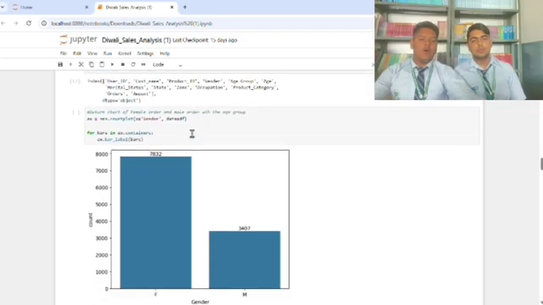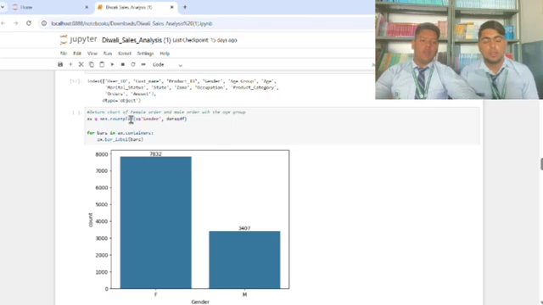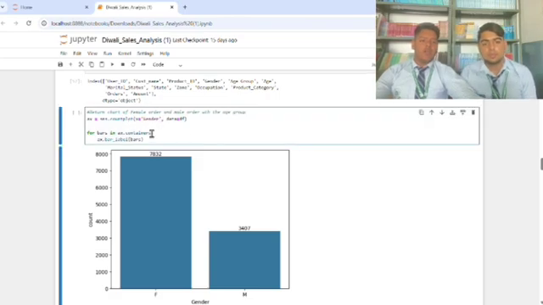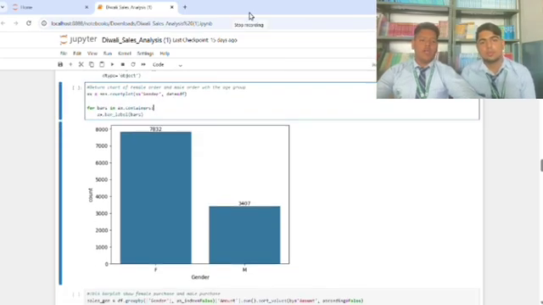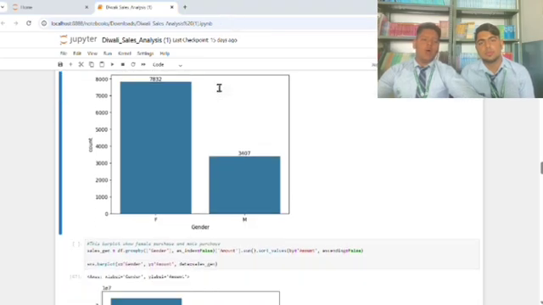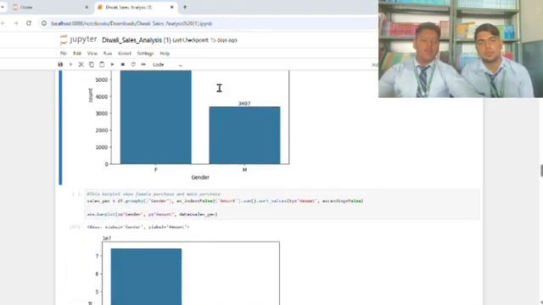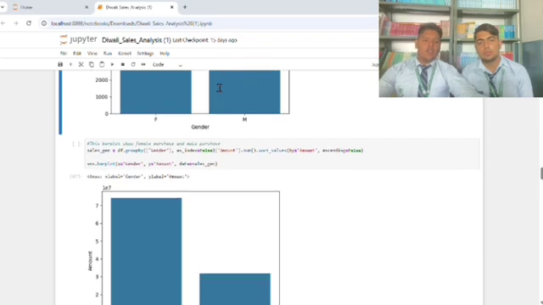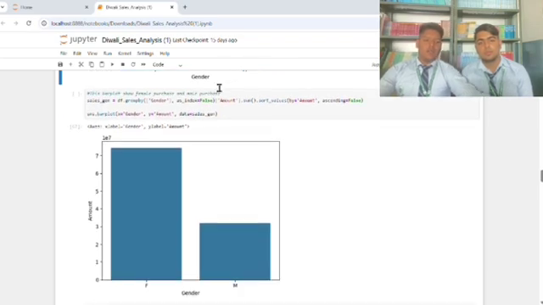Now, by using Seaborn, we will analyze the data and plot a graph of count versus gender. We get to know that the female count is more than that of male. Then, we plot a graph of amount versus gender. We get to know that females spend more amount than males.